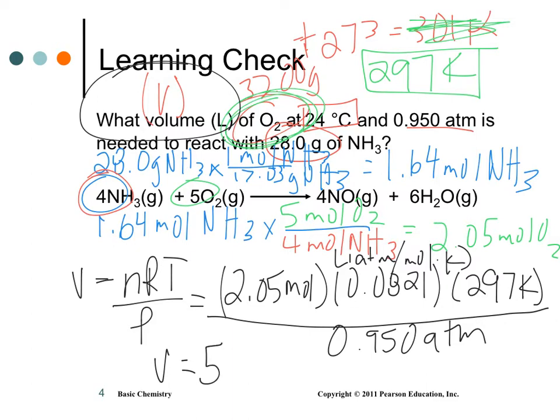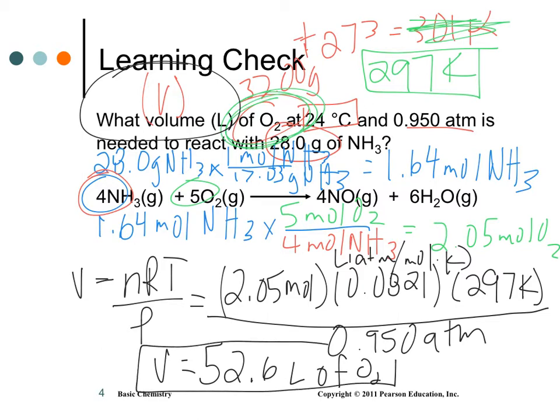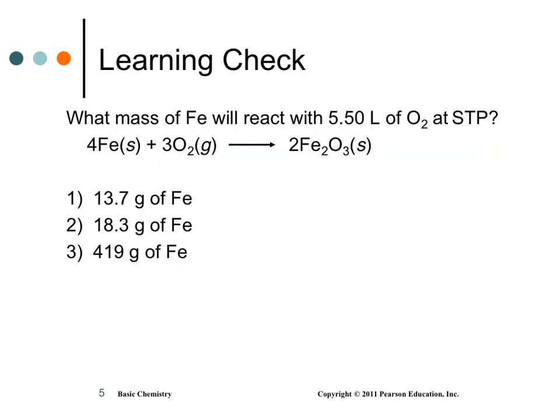52.6 liters of O2. I'm going to box my answer because I'm a good student. All right, 52.6 liters of oxygen gas. That brings us up to this point. So the big question is, can you answer this question? I don't know if you can answer it, but you're going to be able to do this.